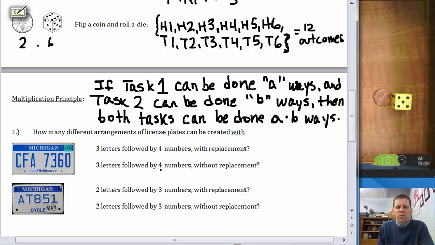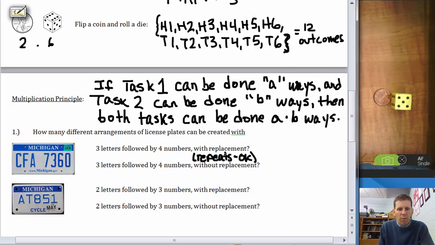Let's look at license plates, for example. Here we have a license plate that starts with 3 letters followed by 4 numbers. And the question says how many different arrangements of license plates can be created with 3 letters followed by 4 numbers with replacement. The idea of with replacement means that repeats are okay. So replacement means that we can repeat numbers, and that's okay.